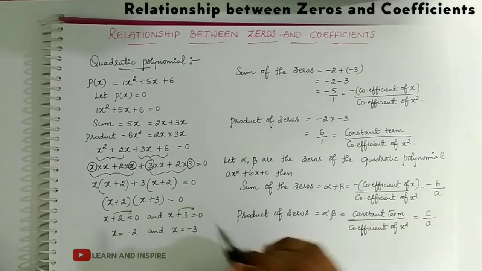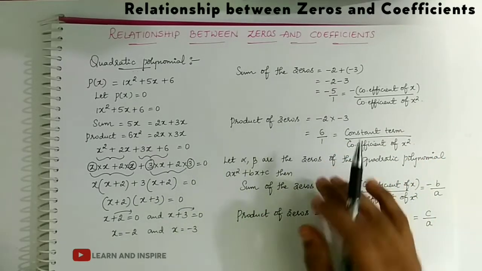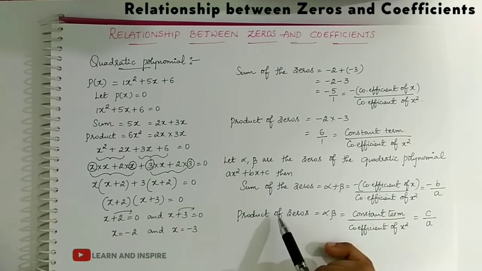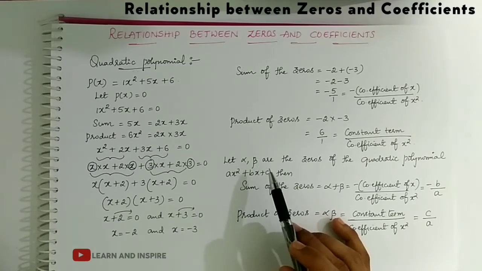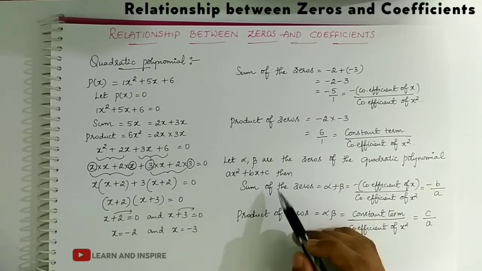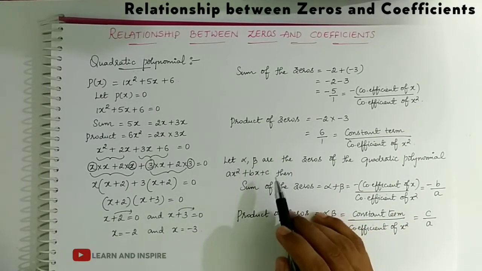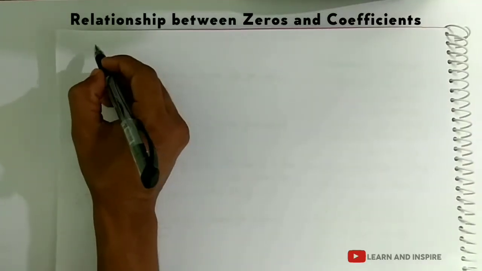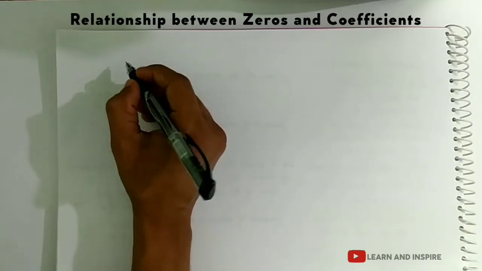Now we shall discuss how to find the quadratic polynomial when the sum of the zeros and the product of the zeros are given. That means two zeros of the polynomial are given. From that we can find the quadratic polynomial. Now let us discuss how to find the quadratic polynomial by using the two zeros of the polynomial. Now how to find a quadratic polynomial if two zeros of the polynomial are given.